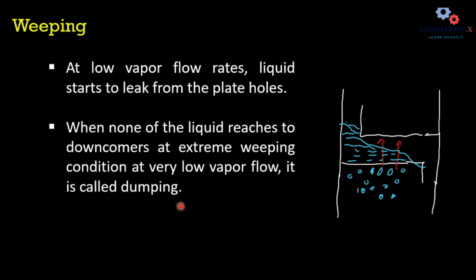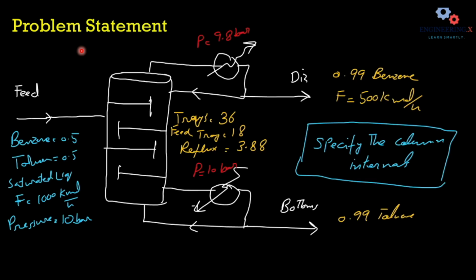So to design an optimum or economical distillation column, we have to design the column in a way that we should not encounter all these conditions like entrainment, flooding, weeping, and dumping. Okay, so let's practice with one problem statement.